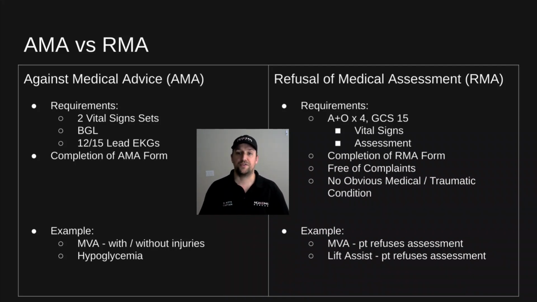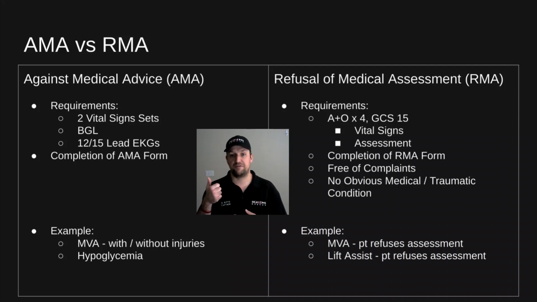Next, for the refusal of medical assessment, this is when the patient does not allow you to do an assessment. There are still requirements for this. You have to document the patient is A&O times 4 and GCS 15. You can either do that in the vital signs or in the assessment section. It's your choice, or both. Either is fine. They must complete the RMA form, 100% completion within ESO.